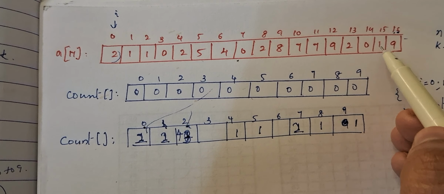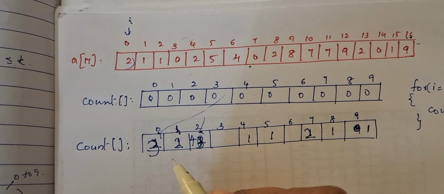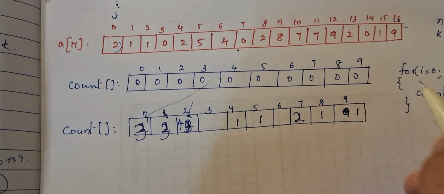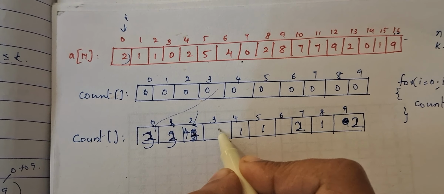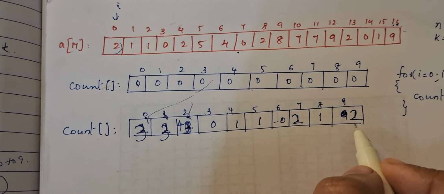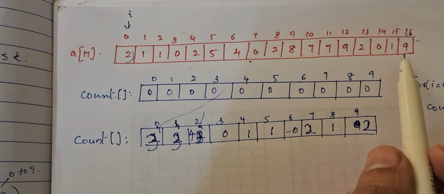Okay, then 0. So go to index 0 of the count array, then increment the value, then 1 again, go to index 1 and increment the value, then 9, go to index 9 and increment the value. So 3 is already 0 here. Okay, so this is the update, this is the count array. This is the count array after checking how many times each and every element in the array is repeating.